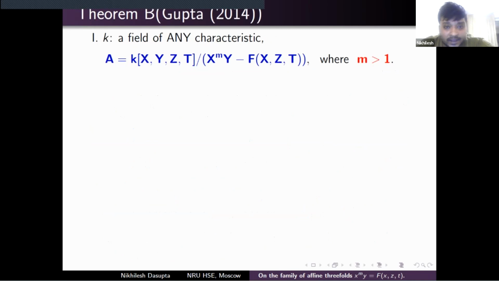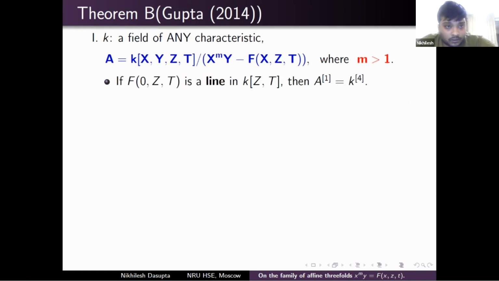And this is another theorem. So A is of the same form, m is greater than 1. If f(0,z,t) is a line, then A[1] is K[4]. See, I am not specifying whether it is a non-trivial line or a variable. So whatever it is, in any characteristic, this A[1] is always isomorphic to K[4]. And I think this result is written for m greater than 1. The exact theorem is true even for m equal to 1, but not the previous results.